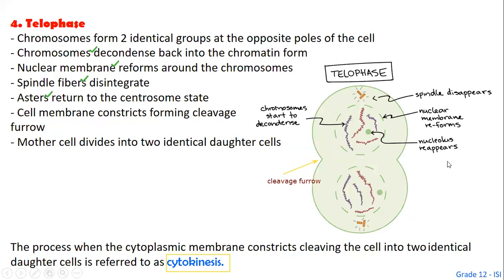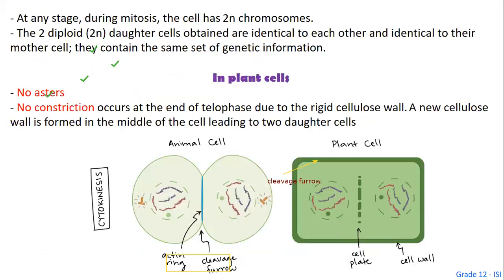So prophase, metaphase, anaphase, and telophase. Now we have two daughter cells with the same number of chromosomes, and mitosis is done. Keep in mind that during all phases of mitosis, we have the same number of chromosomes.